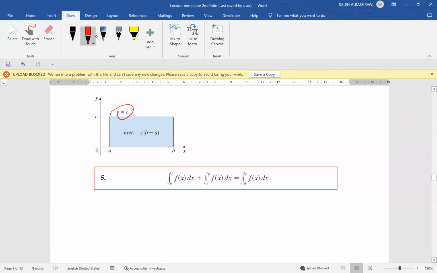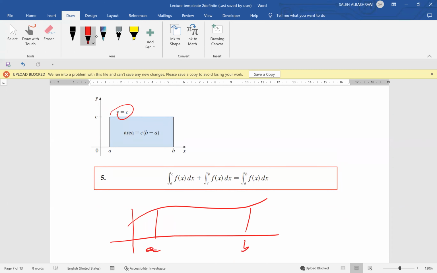Sometimes we need to break the interval into two parts. If I have a function defined over a to b, and we have a point c between a and b, then the integral will be a sum of two integrations. So the integration from a to c of f of x plus the integration from c to b of f of x is equal to a single definite integral from a to b. We can take the whole interval of the same function f of x dx.